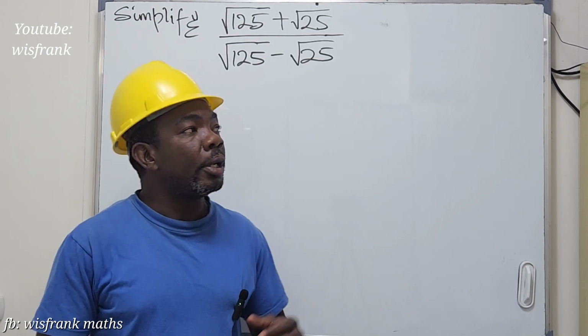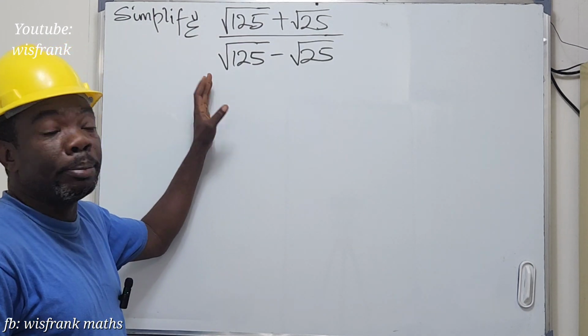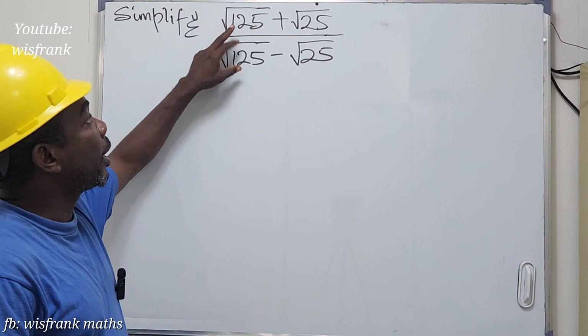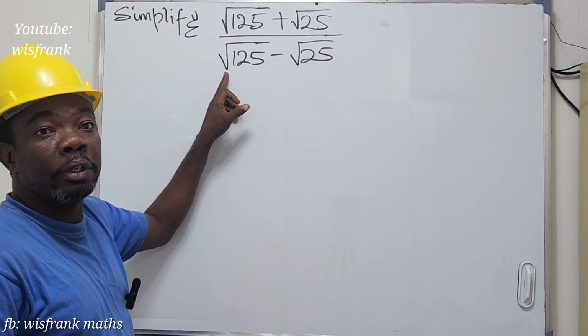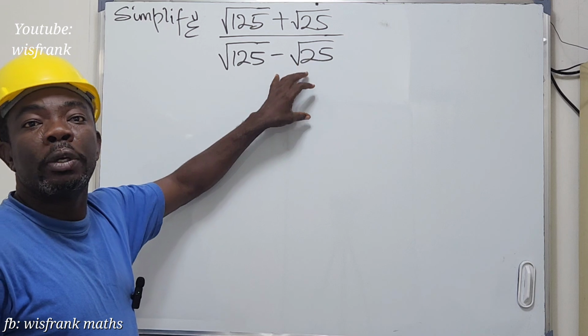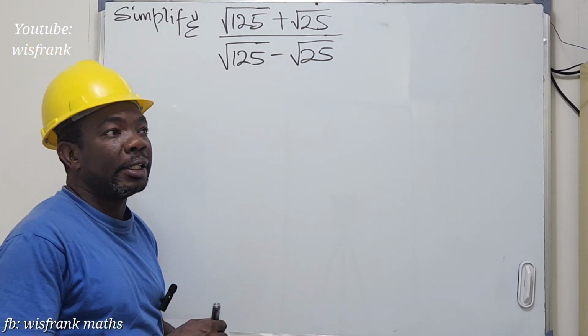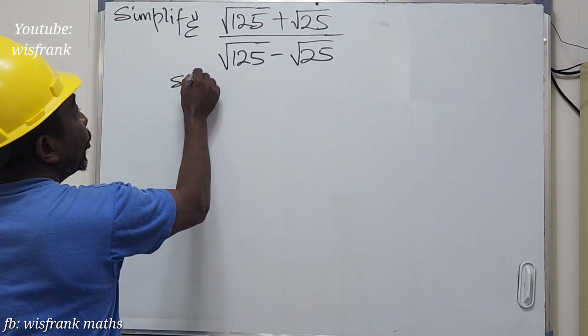Today we are looking at this question, and it says: simplify the square root of 125 plus the square root of 25, all over the square root of 125 minus the square root of 25. So we are going to simplify this. Solution.